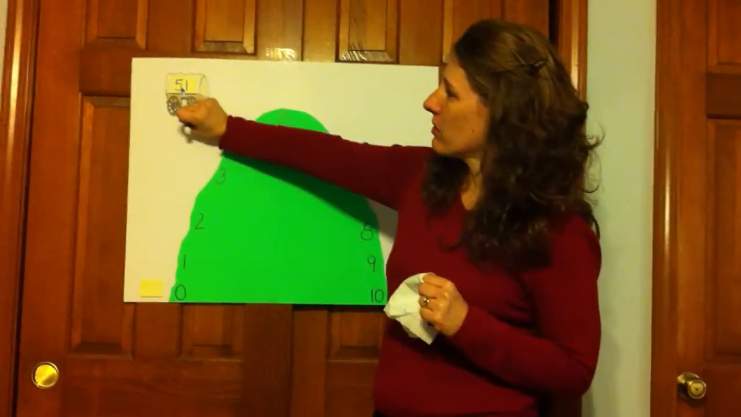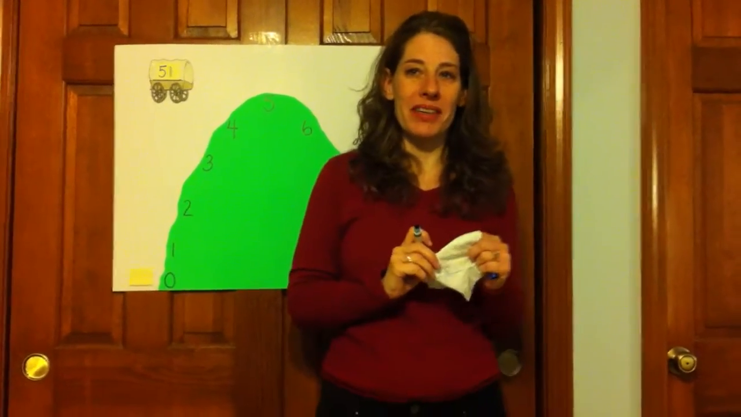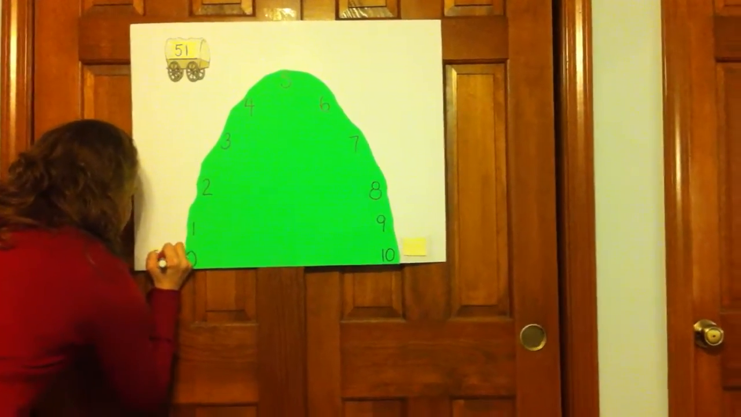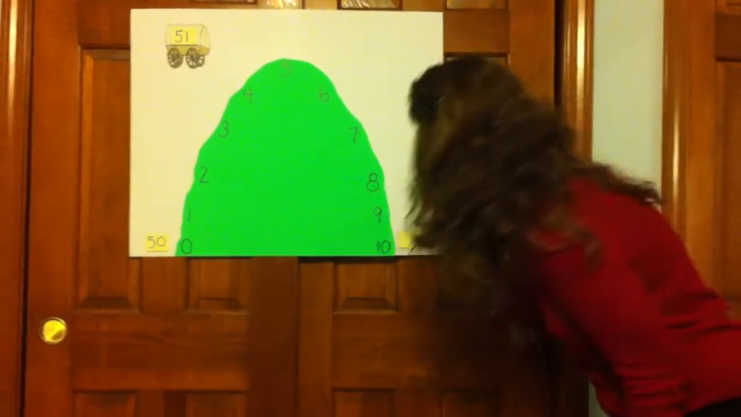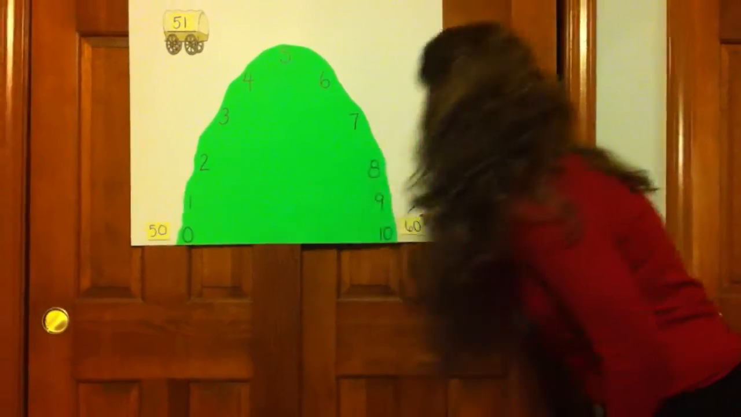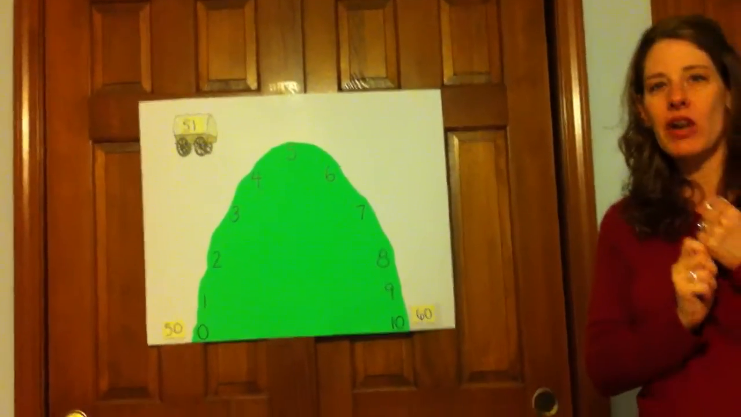Now, the number that comes before 51 when we're counting by tens would be what number? 50. So I'm going to write 50 down on this side. This is called our rounding mountain. And the number that would come after 51 if we're counting by tens would be what? 60. Now, we've been talking about pioneers. This is our covered wagon that is going up the mountain and over the mountain.